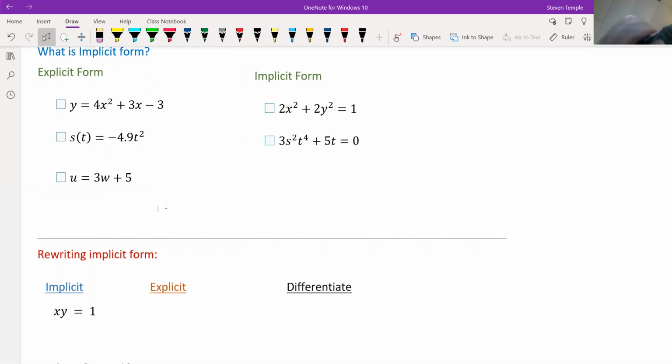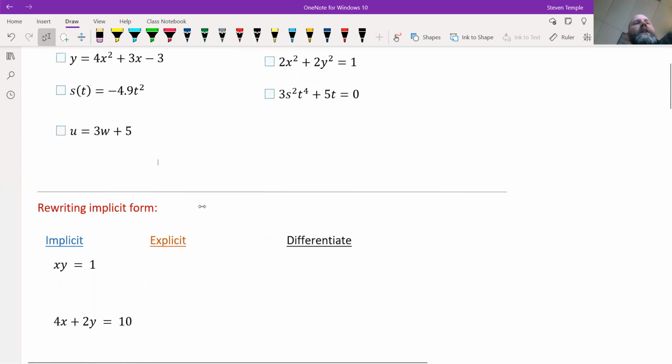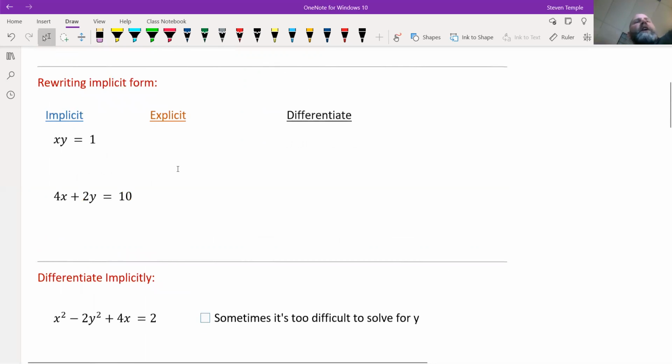So hopefully you can see the difference between the two. Implicit form is not solved for a variable. It's going to be written with x's and y's or s and t's or any kind of combination of variables that are not solved for one of them, like explicit. There are times when we have an equation that is written implicitly and you have to take the derivative. Here are two problems that are very simple to rewrite implicitly or explicitly.